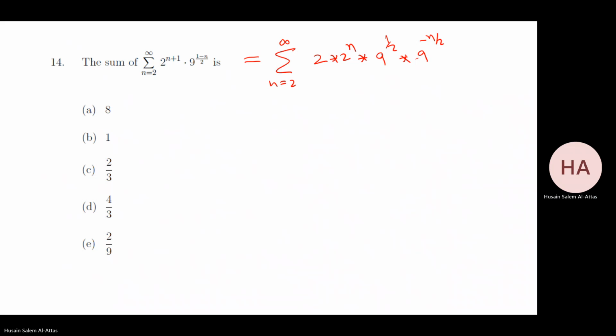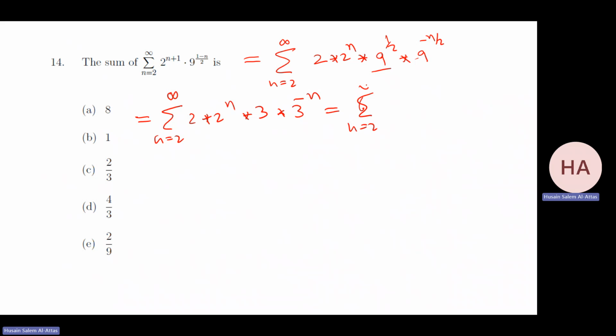Is it? Yeah, this is half minus n over 2. Okay, so now let me do the calculation. The sum from n equal to infinity: that will be 2 times 2 to the power n times 3. This is 3, and this is 3 to the power minus n. So it's actually 6 times the summation, n equal to infinity, of 6 times 2 over 3 all to the power n.